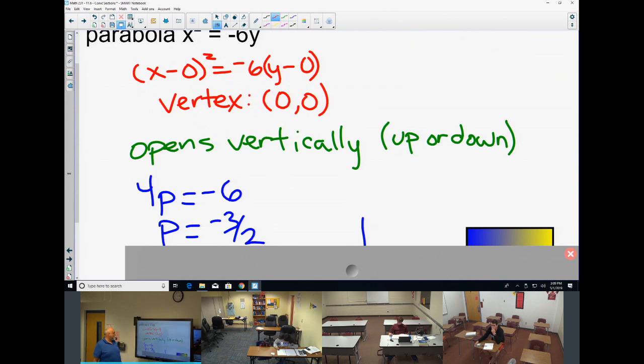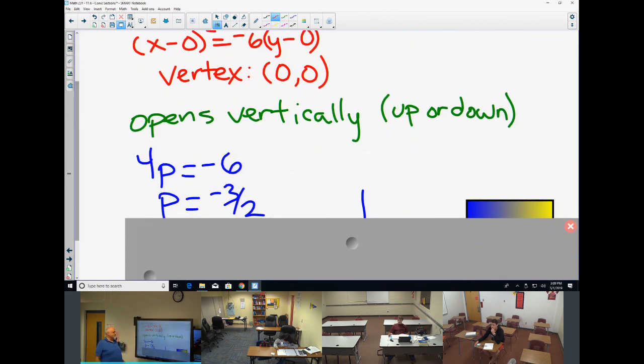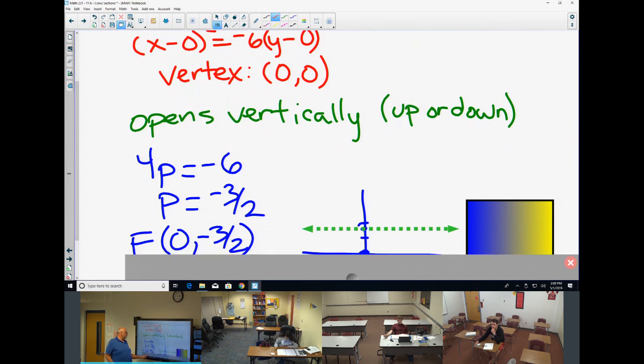All right, so Weston, what is the focus? (0, negative 3 halves). Jada, does the parabola open up or down? Down. Because here's the vertex. You go down to find the focus, and the focus is always on the inside of the parabola. So the parabola is going to open around it, so it's going to open down.